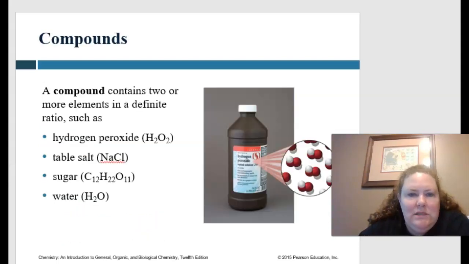Moving on to what compounds are. A compound is just that. If you think of compound medicines, it contains two or more of the elements in a definite ratio. Examples of things that we use a lot would be hydrogen peroxide, with the chemical formula H2O2, and table salt, sodium and chloride. Those two combined in an exact amount make table salt. Sodium by itself is very toxic. Chlorine by itself is very toxic, but together it makes some very yummy food. Sugar has the chemical formula C12H22O11, and water is H2O, which we're all very familiar with.